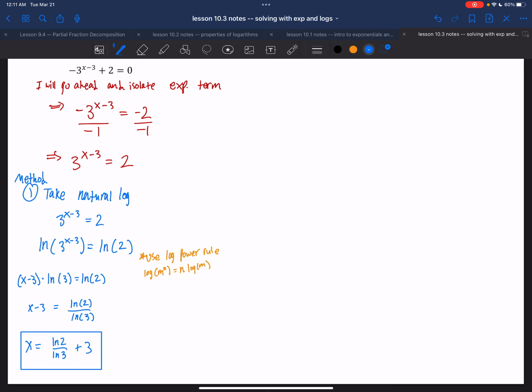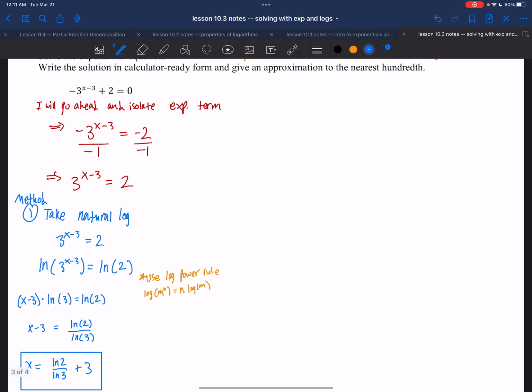Now look, you can use any log, guys, any. And if you use, like, let's say log base 10. If I do the exact same thing with log base 10, I'm going to get log 2 over log 3 plus 3. I will get the exact same result. And guess what? It's going to evaluate to the same number. It doesn't matter. Okay?